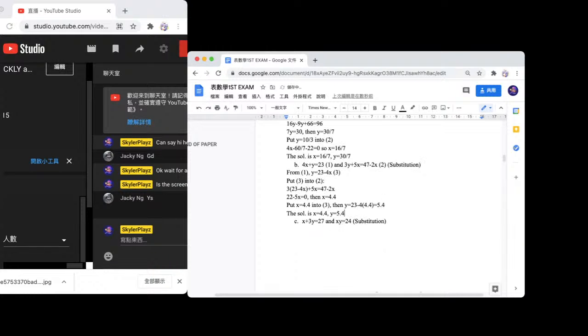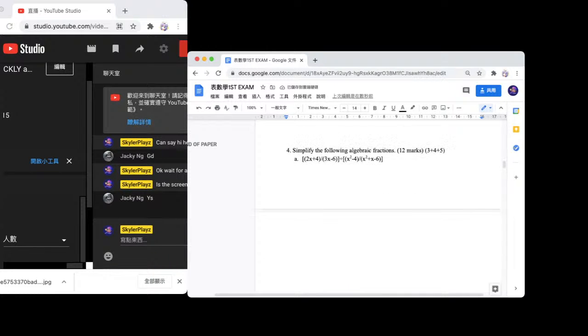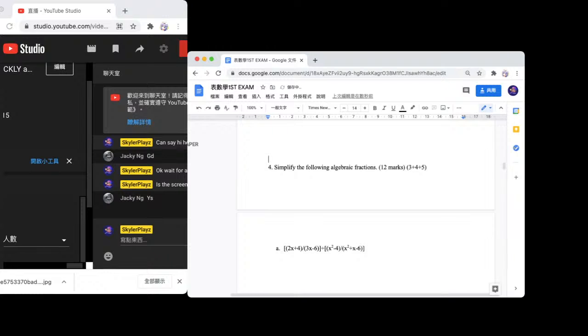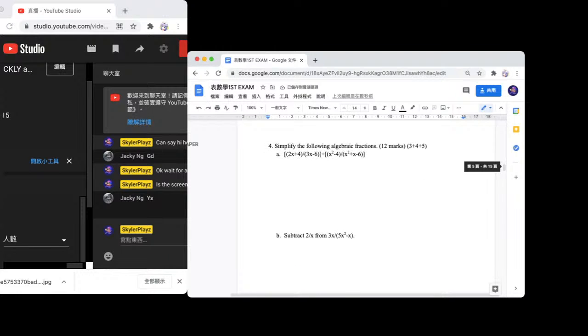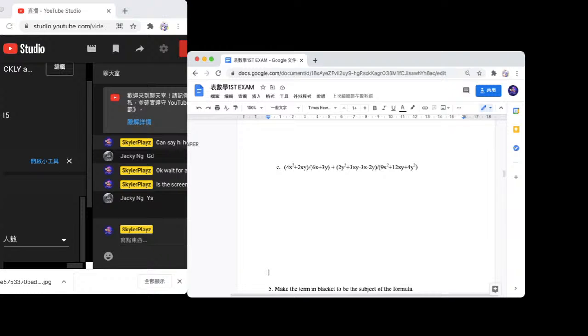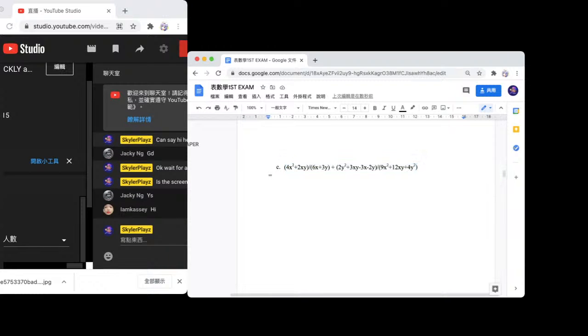We move on into the fourth part. The fourth part is algebra fraction. Same as before, we only choose some of the questions to do. We will only choose the final question of this part, question C. Okay? In this algebra fraction, it seems very complicated, but I will show you how to manipulate and simplify this fraction in an easy way.